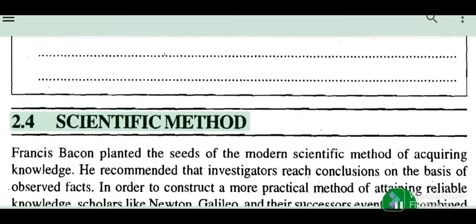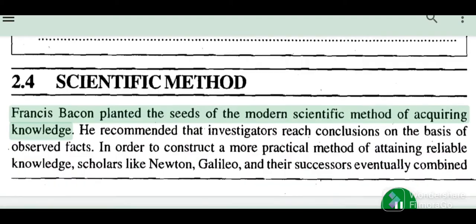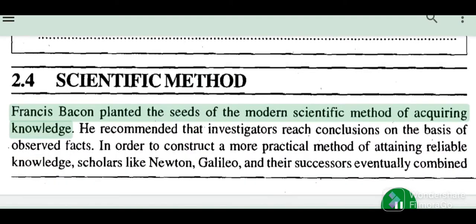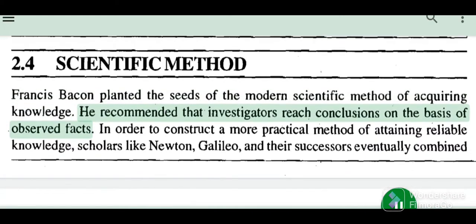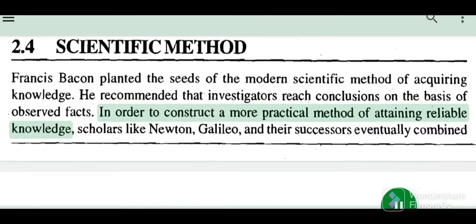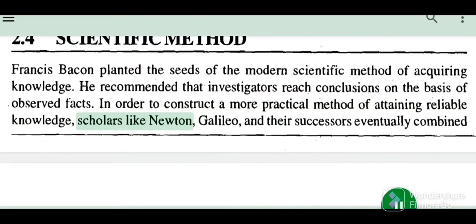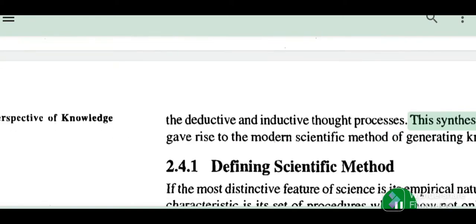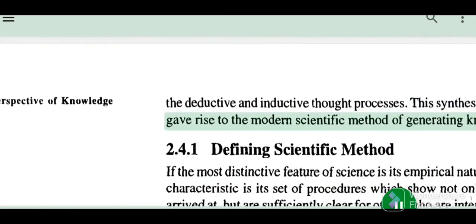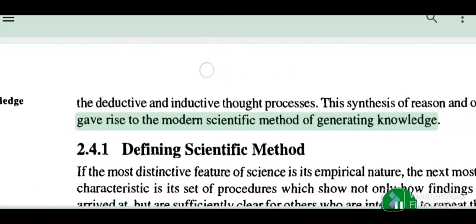2.4 Scientific method. Francis Bacon planted the seeds of the modern scientific method of acquiring knowledge. He recommended that investigators reach conclusions on the basis of observed facts. In order to construct a more practical method of attaining reliable knowledge, scholars like Newton, Galileo, and their successors eventually combined the deductive and inductive thought processes. This synthesis of reason and observation gave rise to the modern scientific method of generating knowledge.